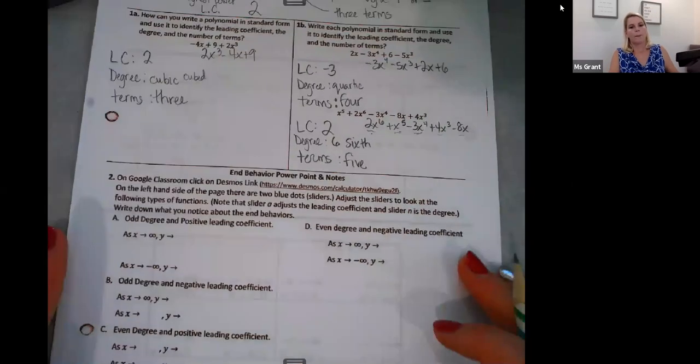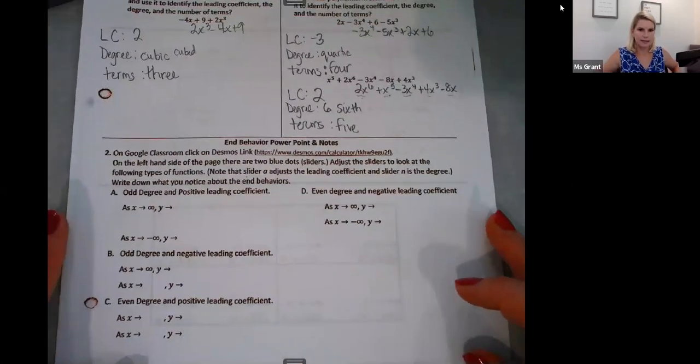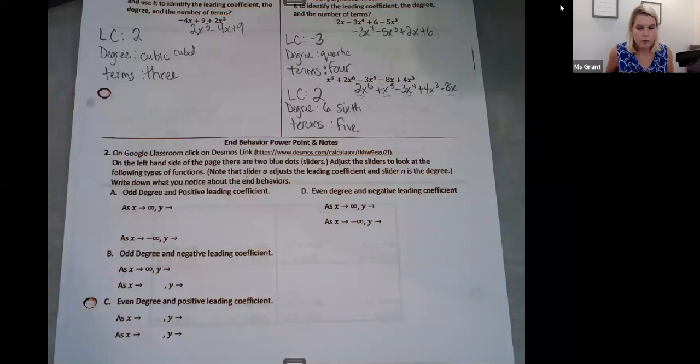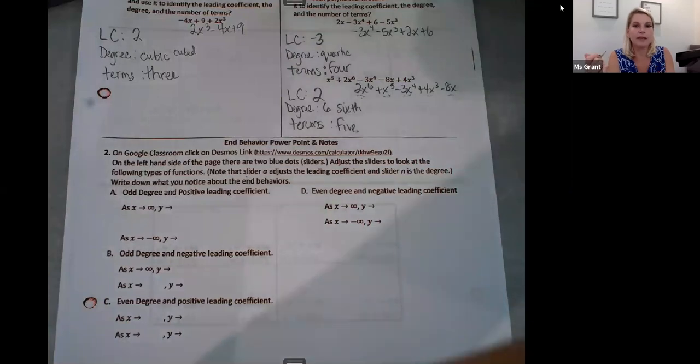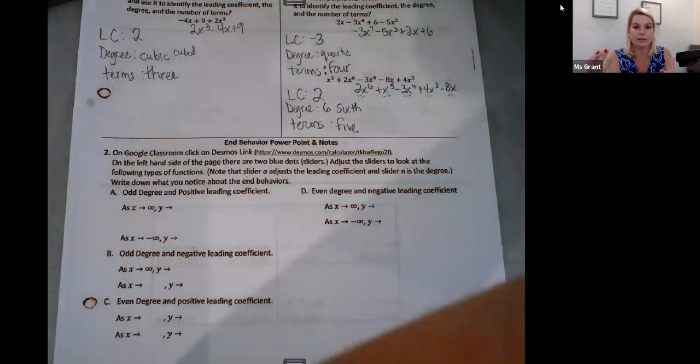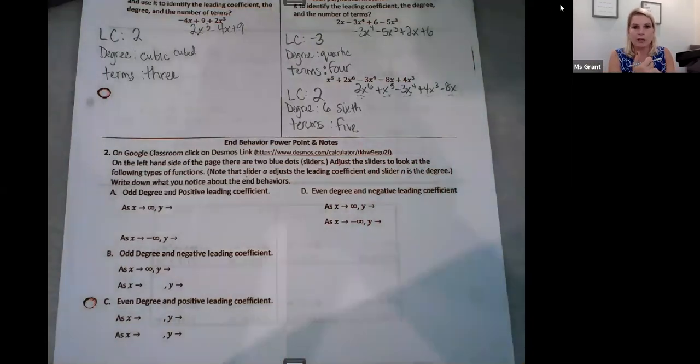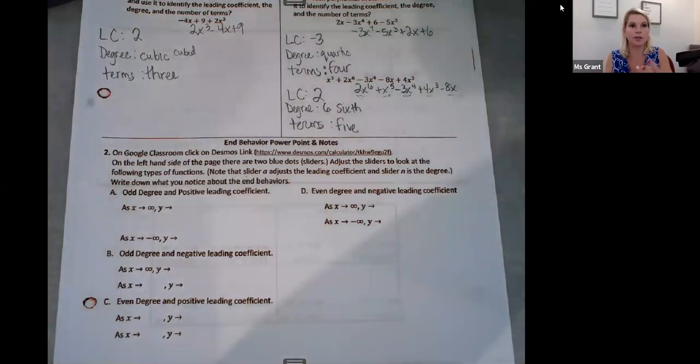Now, what we're going to talk about next is how does my exponent, and how does the fact that I have a positive leading coefficient or a negative leading coefficient, affect what my line looks like? Because we know that linear is an exponent of 1. But as soon as we get an exponent of 2 and 3 and 4 and 5, things change.